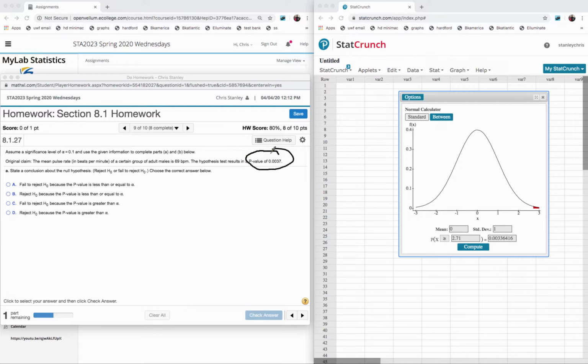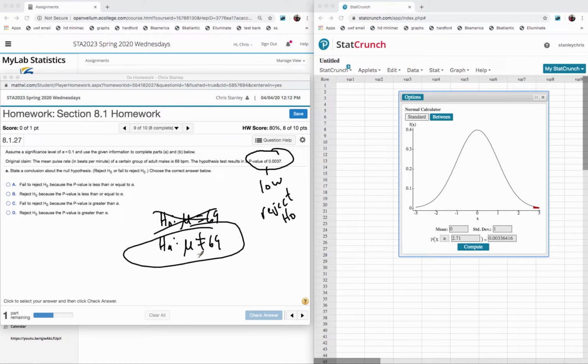Now here's your p-value, which is super low, super small. So since it's small, we're going to reject H null. What they're saying is that in a certain region, they think that the mean pulse rate is 69. The alternative, if that wouldn't be true, must be different than 69. So we have a low p-value, which means we're going to reject this. If we reject this, we're taking the alternative to be true. So we're going to reject because the p-value is less than alpha.